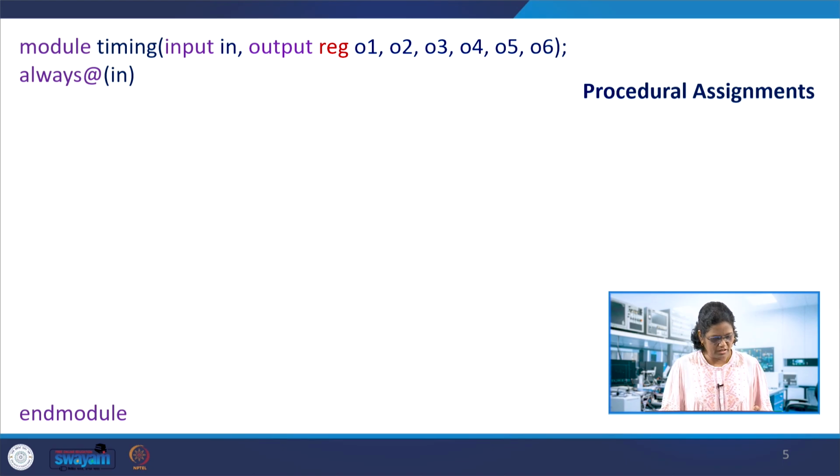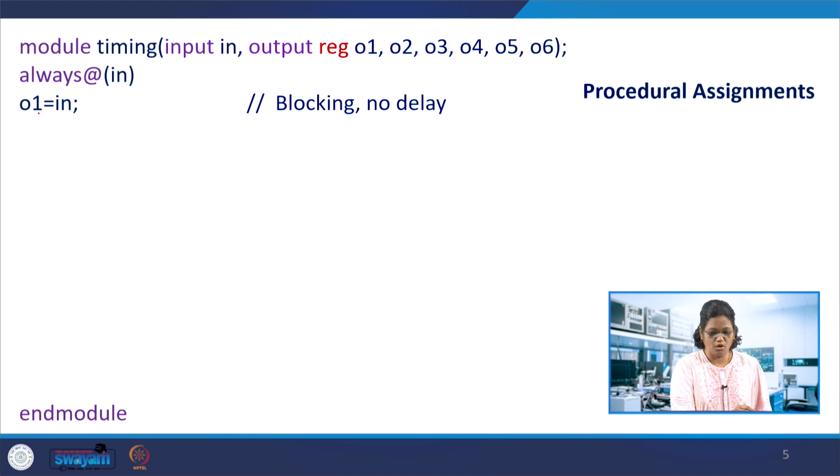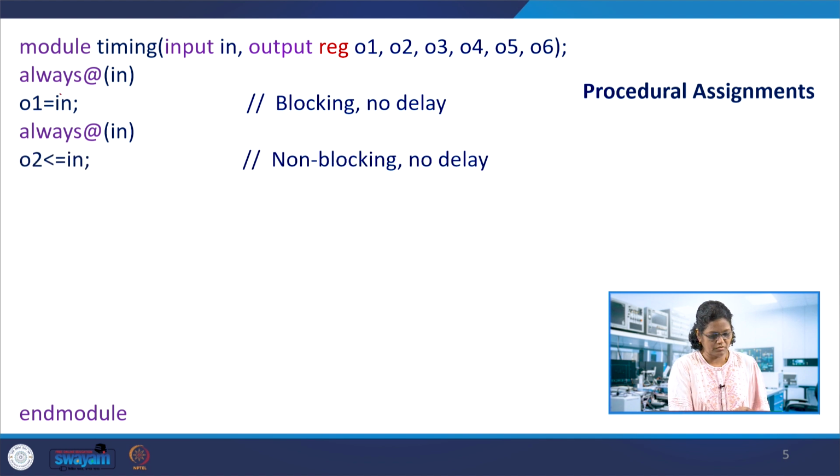So this always @(in) is behavioral code. Input is assigned to output, and this is a blocking assignment. So there is no delay in it. The next one, similarly, is always @(in). The input is 1 bit, and the output is also 1 bit. Here we are changing blocking to non-blocking. Input is assigning the value to O2 through this non-blocking assignment, and there is no delay over here.